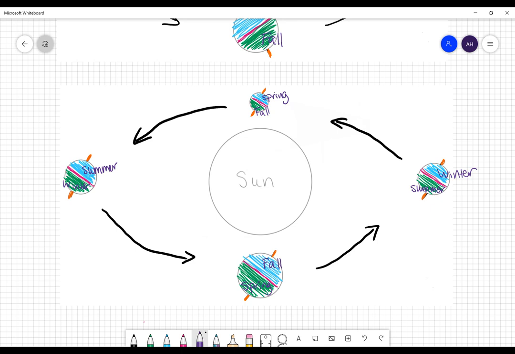And we know the season after winter is spring. All right. So now that we have labeled all of these, hopefully it's a little bit easier for you to understand what we're talking about.